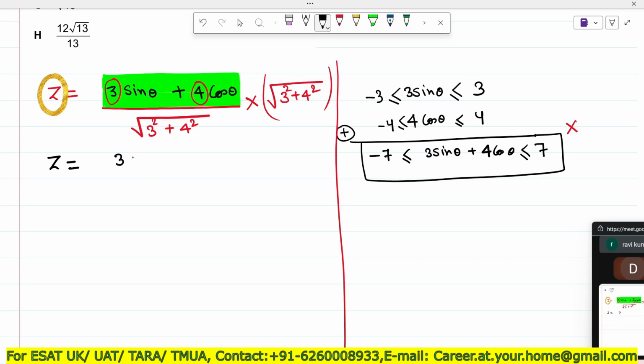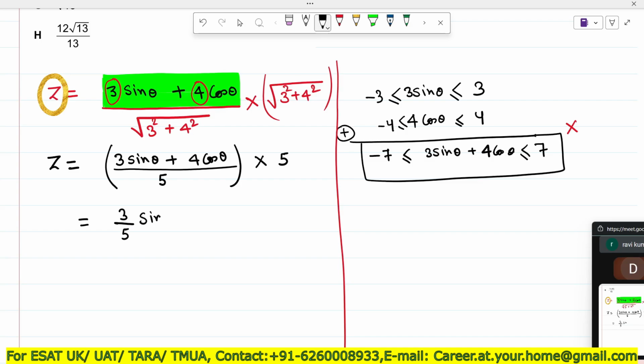Now it will become 3 sine theta plus 4 cos theta upon, this is what? This is 5. If you solve it, 9 plus 16, the root becomes 5. So this, and multiplied by 5. Now, if you bifurcate them, you will get 3 over 5 sine theta plus 4 over 5 cos theta, and this 5 you can write as it is.